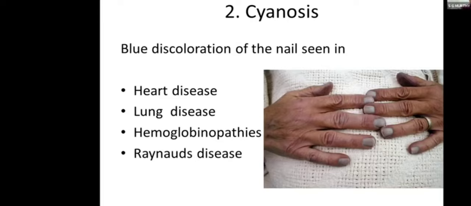It is something like central cyanosis and peripheral cyanosis. Don't get into that. If you see a blue nail, it is cyanosis. There is some circulation problem and something a little serious. So you refer and treat them at the hospital level.